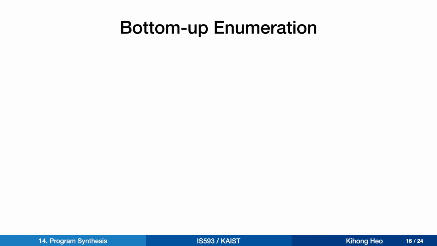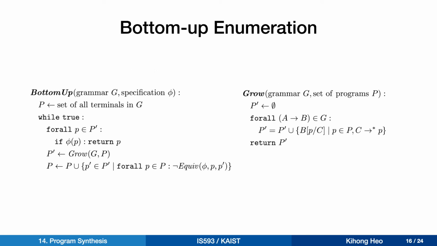This is the bottom-up enumeration algorithm. Starting from all terminals of the grammar, it repeats the following. If a candidate program P satisfies the specification, then we are happy, and we return the solution. Otherwise, it grows the candidate set.